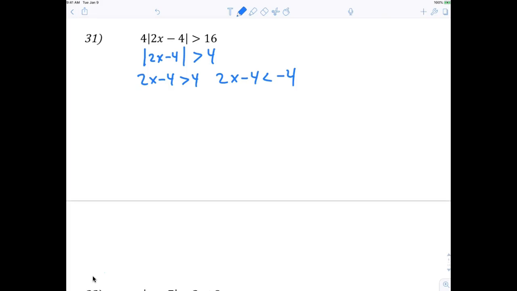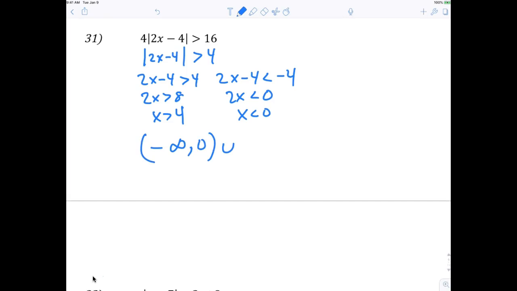You guys should be good with your mental math here. So we should say 2x is greater than 8, so x is greater than 4. And then we would say 2x is less than 0, x is less than 0. Now I'm really trying to help you with your numbers. Are we going in the same direction or in opposite directions? We are in opposite directions. So we should say from negative infinity to 0, and then from 4 to infinity. All right, really check yourself, make sure you're in good shape.